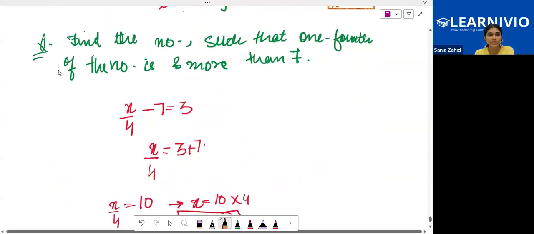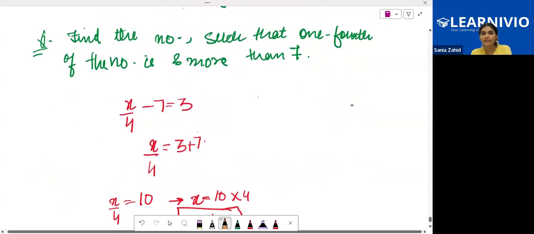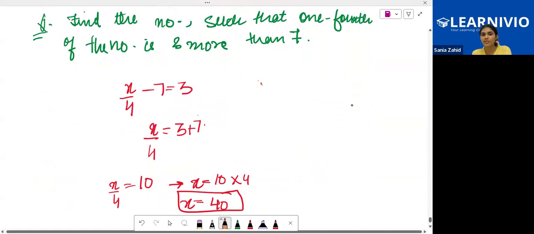I'll solve one more question like this. We have to find the number such that 1/4 of the number is 3 more than 7. So you have been given a variable and it is given that 1/4 of the variable is 3 more than 7. Let us consider the variable is x. So x by 4 minus 7 is equal to 3. Okay, this is my equation.